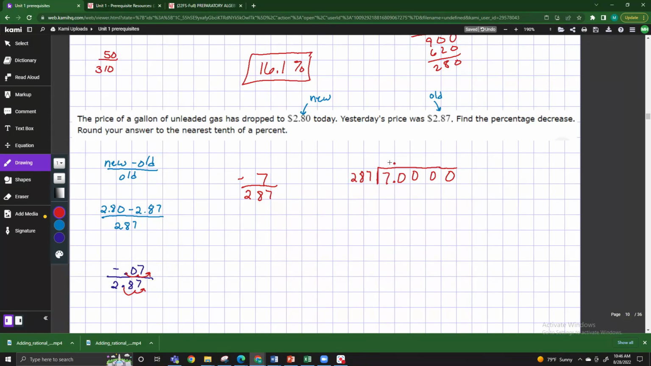So 287 doesn't go into 7, don't have to put anything there. I have a decimal, so now I'm going to have to put numbers after every one of them. 287 does not go into 70, so there's a 0 over here. 287 does go into 700. 287 is about 300, so 300 goes into 700 twice. So I'm going to hope it's 2, so 287 times 2 is 14, 16, 17 is 574. So I can't get another 287 in there, so it is going to be twice.